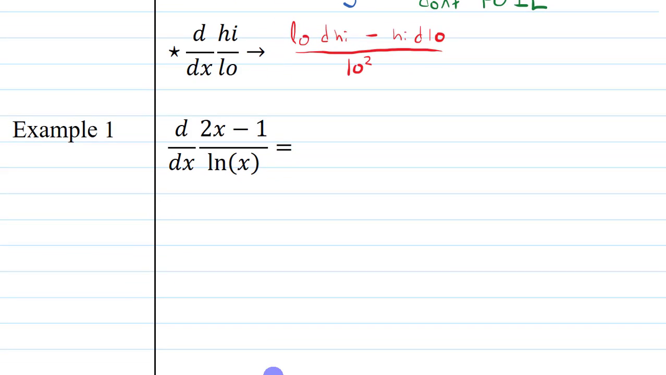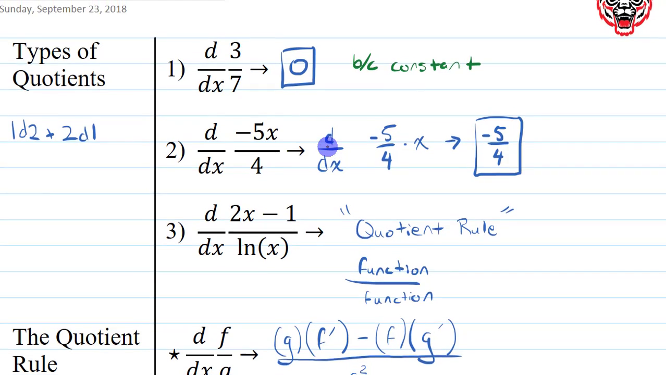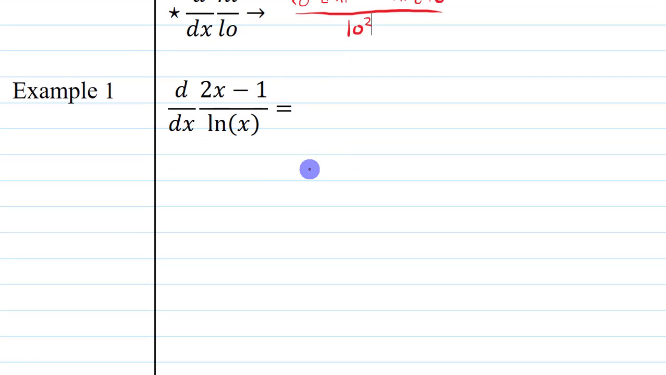Let's go ahead and do one example, and then we'll cut it off there because one example is more than enough. So this is our function from before, right? 2x minus 1 all over natural log of x. Let's actually see how to do this. I'm going to switch to black because it's my example. Okay, so it's low d high. Well, what's our low? ln of x, which is also pronounced natural log of x.